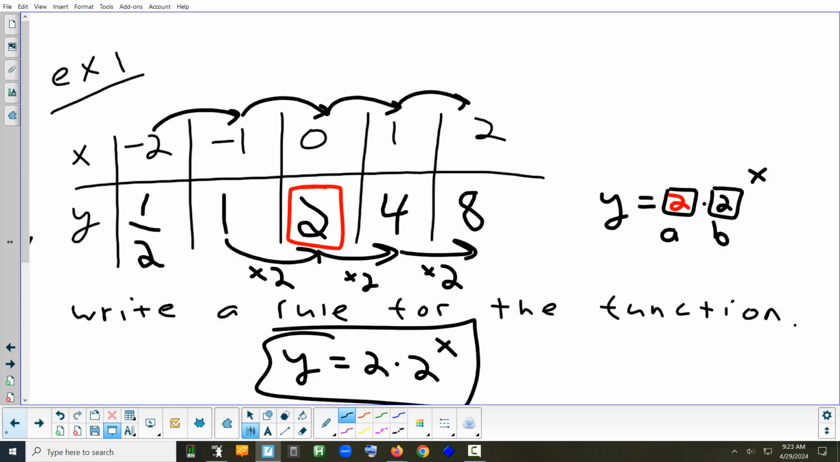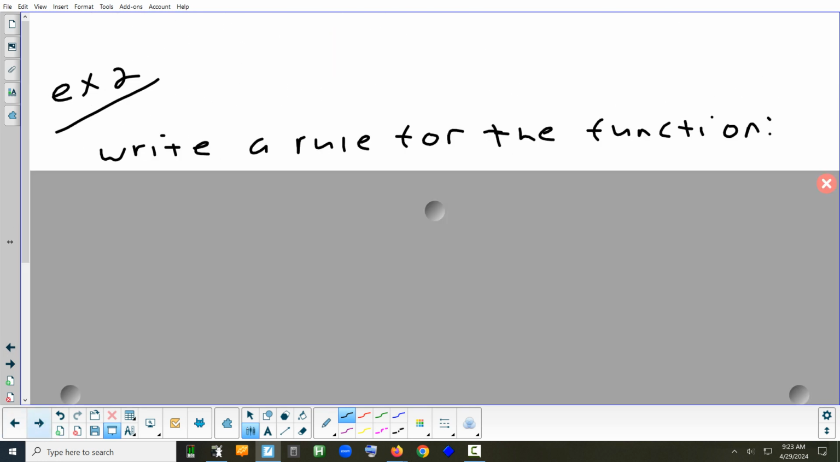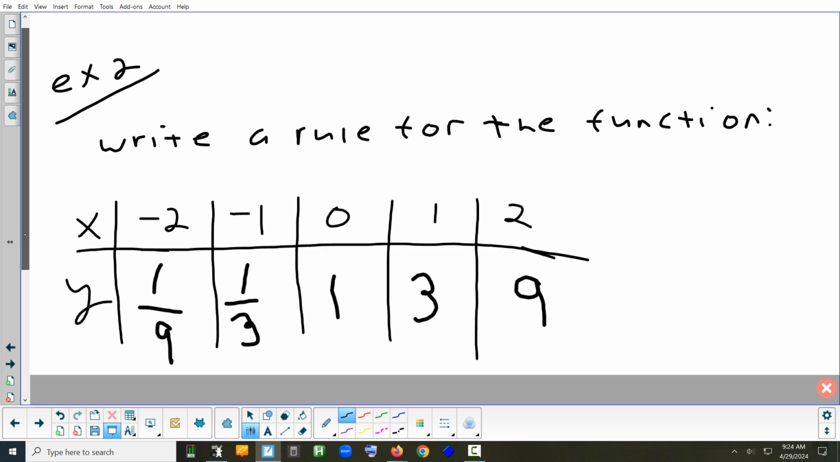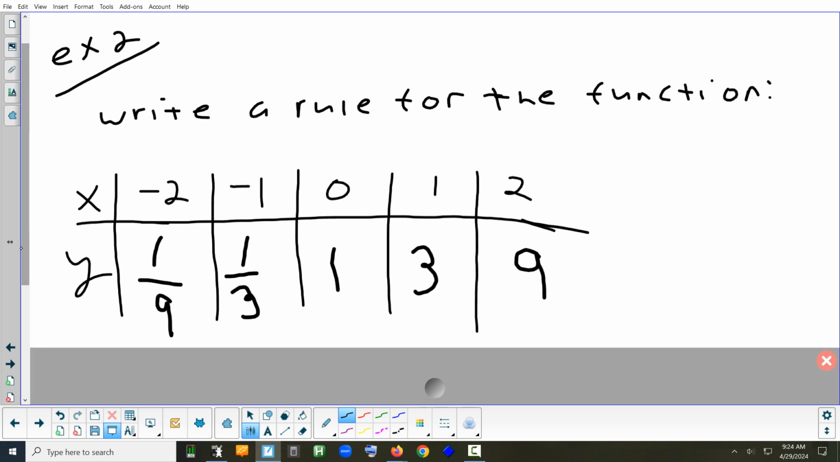All right, so let's see, do I have another example? Yep. So let's write a rule for the function. Again, you have the table and you can fill in the numbers. The x's are -2, -1, 0, 1, 2. It doesn't really matter what I start with, as long as I go up by 1s each time and I give you a 0 in there. The method that I taught you will work. If I don't do that, then you wouldn't be able to solve it with the method I taught you. The y's are 1/9, 1/3, 1, 3, 9.